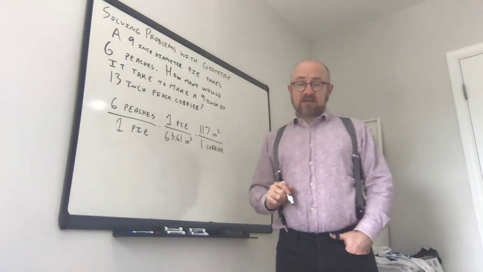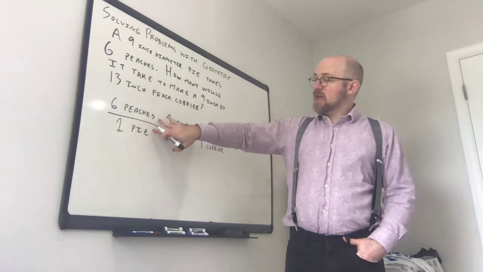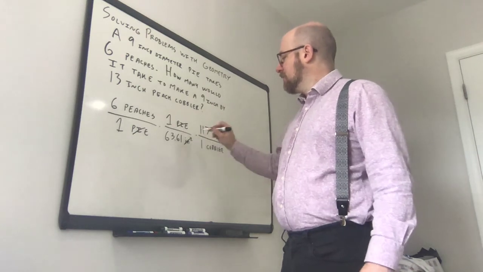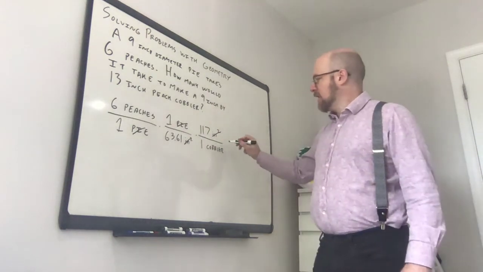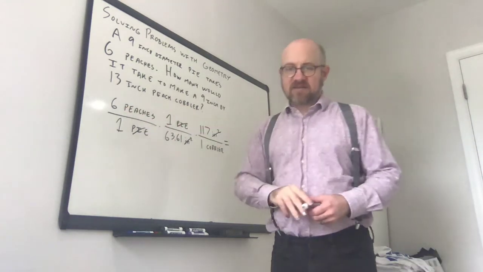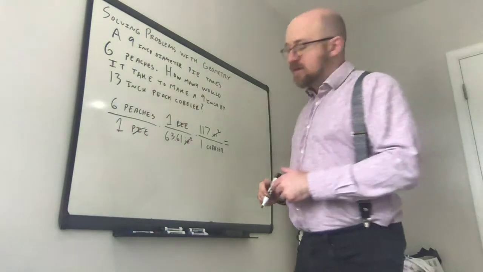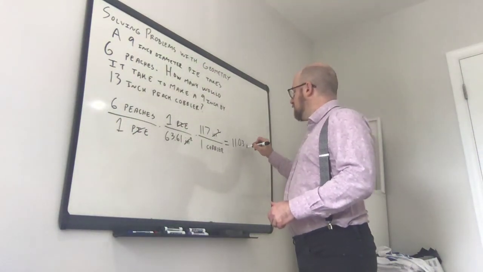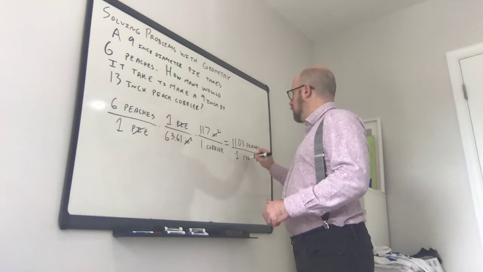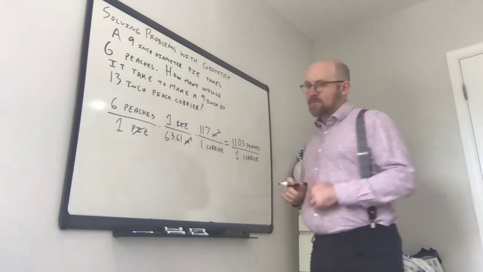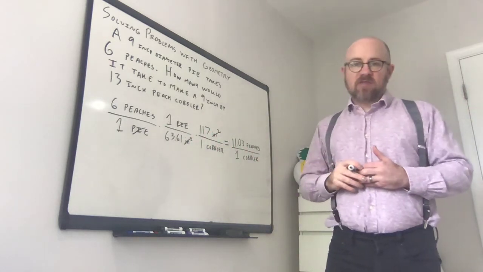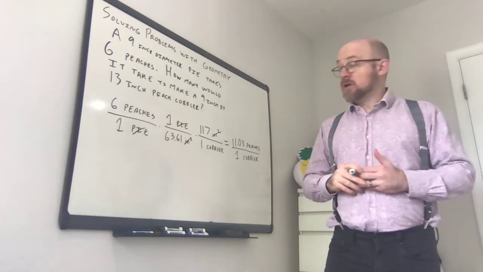Notice that I've set this up doing dimensional analysis. I've set the fractions up so that pie and pie cancel, and square inches and square inches cancel. What we get then, 6 times 117 divided by 63.61, gives us 11.03 peaches per 1 cobbler. So we could say 11 peaches to make this cobbler as opposed to the pie.